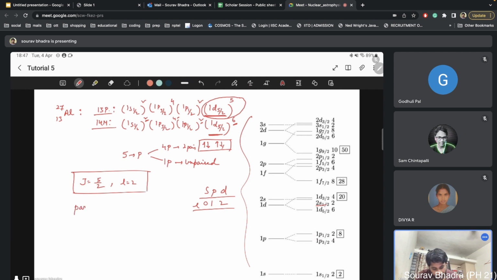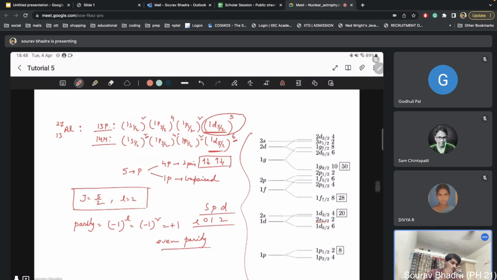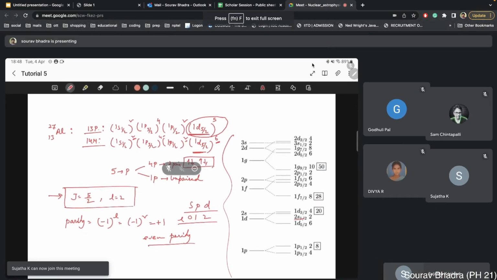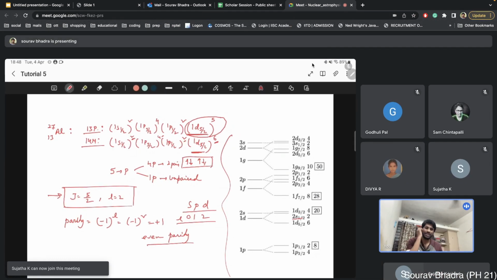And if you calculate the parity, parity will be minus 1 to the power L, that means minus 1 squared, that is plus 1. Plus 1 means even parity. Okay, so in the exam you may be asked to calculate the parity of a particular nucleus and also these values J, L. You have to only consider the last unpaired nucleon. Sorry, I am repeatedly saying electrons, pardon me for that, not electrons. The number of unpaired protons or neutrons in that particular configuration, that you have to find out. Okay, so here we have one unpaired proton.